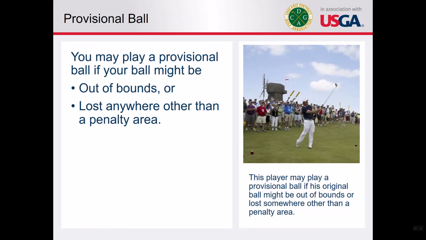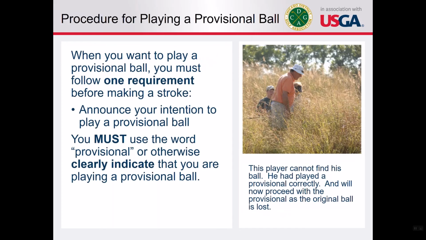If you play a shot and you think the ball might end up out of bounds or that you may not be able to find it, you're allowed to play a provisional ball. If you choose to play a provisional ball, there's one important thing that you must do first. You need to announce that you're going to play a provisional ball by saying the word provisional or by clearly indicating that the next ball you're playing is a provisional ball.